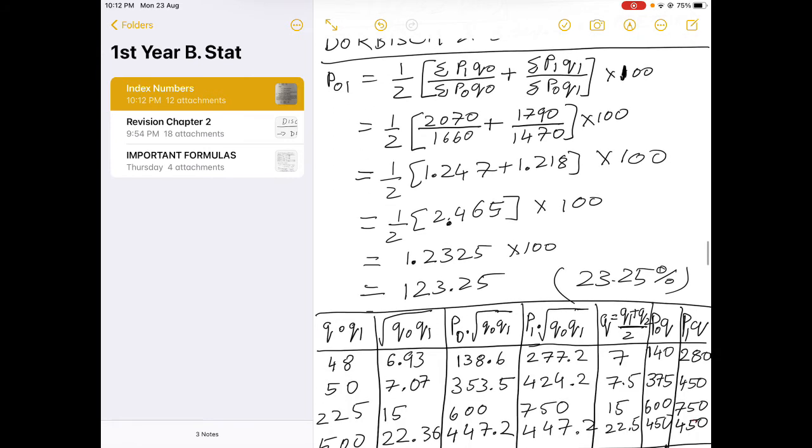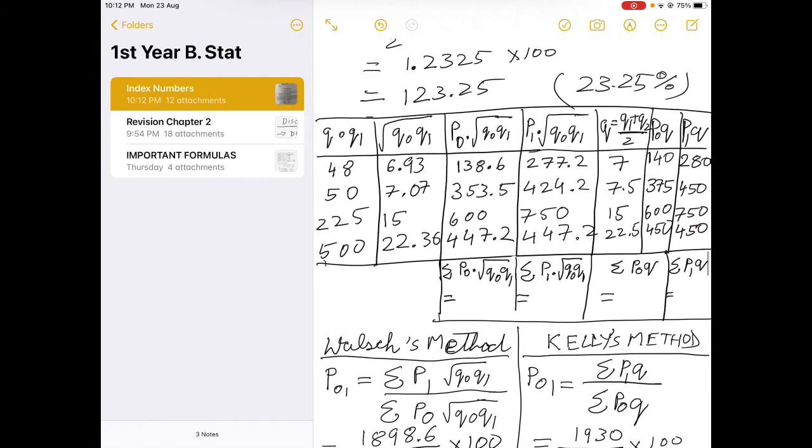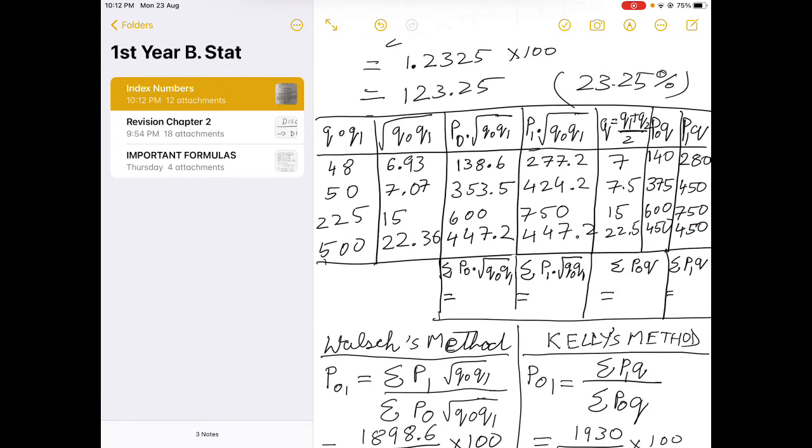Now the next two indexes, Kelly's method and Wald's method, are a bit different. So I need further calculations for that. For Wald's method, I need to first multiply the quantities of the 2 years. So 2005 quantity with 2009 quantity, which I have already done here. Then I need to take the square root of that. So for each multiple, I have taken the square root in the second column.